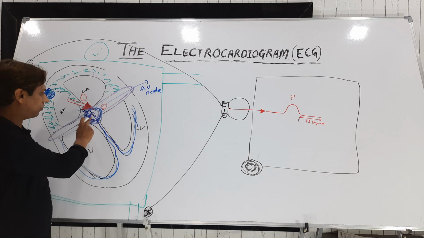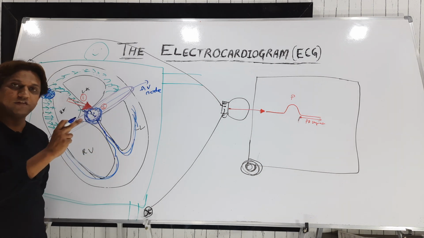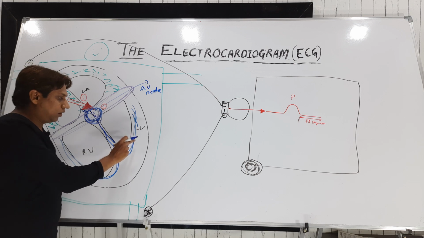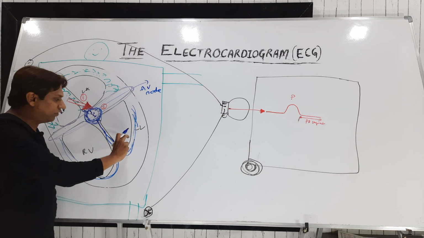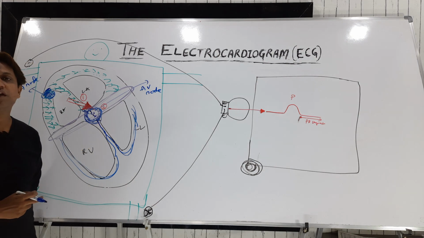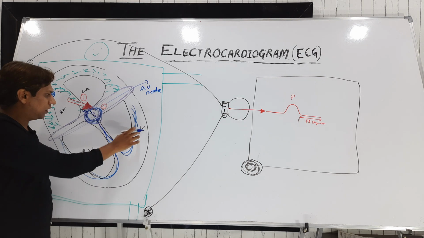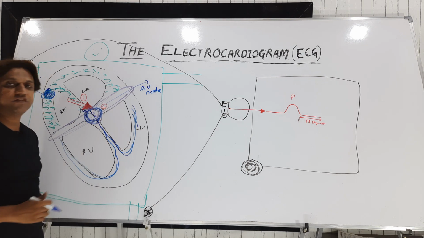Why? Again, the resting membrane potential of the AV node is minus 60 millivolts, whereas the resting membrane potential of the Purkinje cells is minus 90 millivolts. The size of the Purkinje cells is larger, and the size of the AV node cells is smaller. There are many differences, we'll discuss later. Remember, the conduction speed is more here and less here.